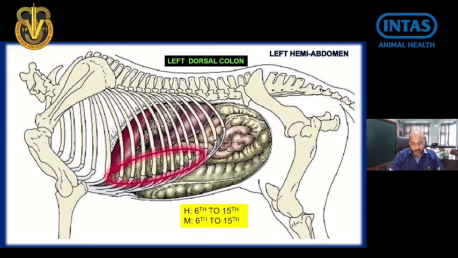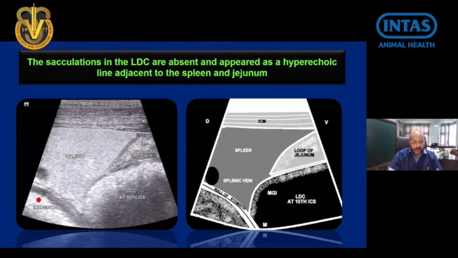Now here below the stomach, below the liver and the spleen, you will find the LDC, left dorsal colon. This is the left dorsal colon here. So this is the spleen, and you can see the left dorsal colon here. There's a lot of gas inside, at the 10th intercostal space here, and the duodenum here.